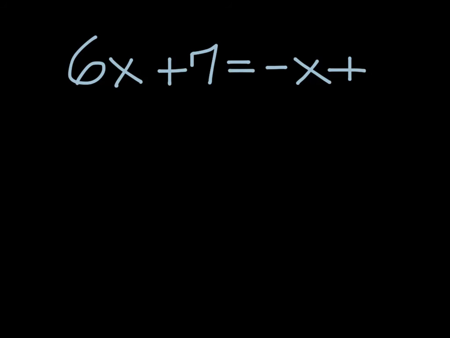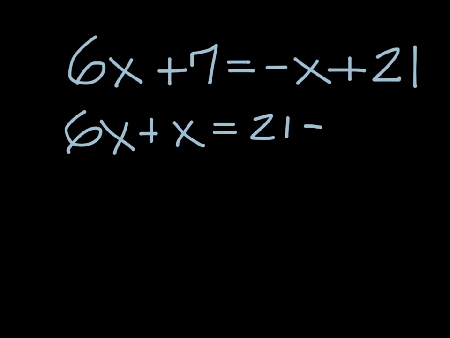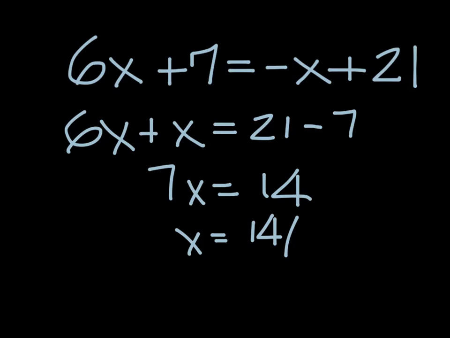Here's another one. Everybody had the right answer on that, but the work should be 6x plus x equals 21 minus 7, which is 7x equals 14. 14 divided by 7 is 2.